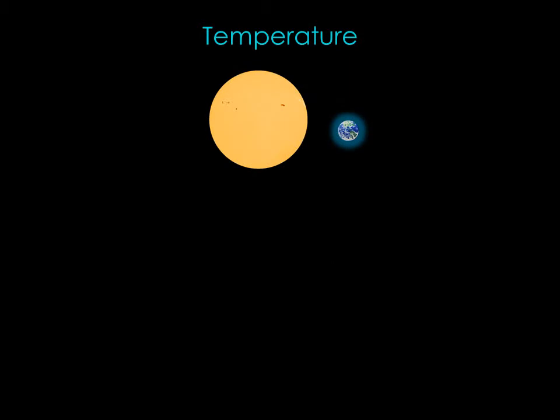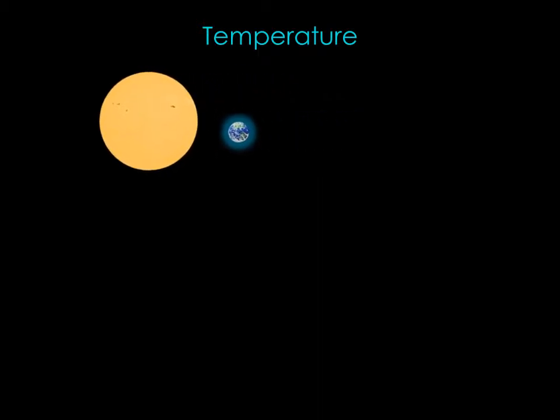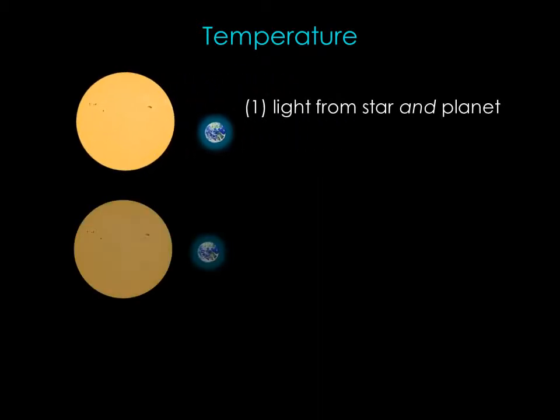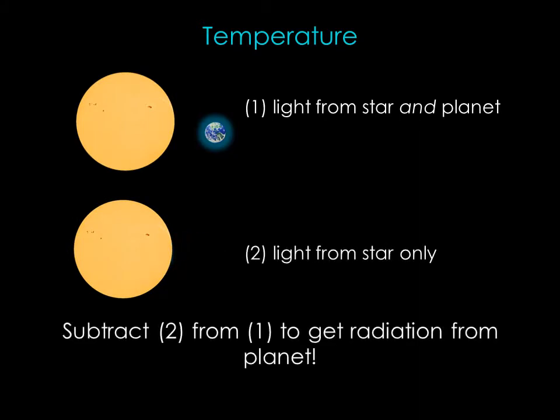Systems that allow us to see transits also can give us information on a planet's temperature. When the star and planet are next to each other like this, we see the radiation from both star and planet. When the planet goes behind the star, we see only the star's radiation. If we subtract the star's radiation from our measurement of both planet and star, we have only the radiation from the planet.